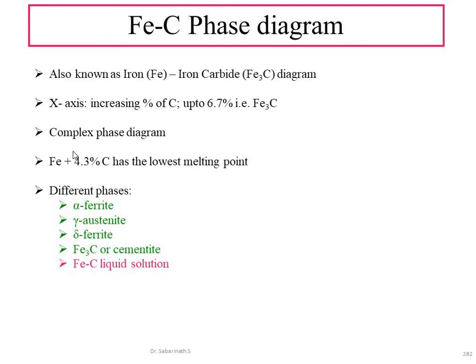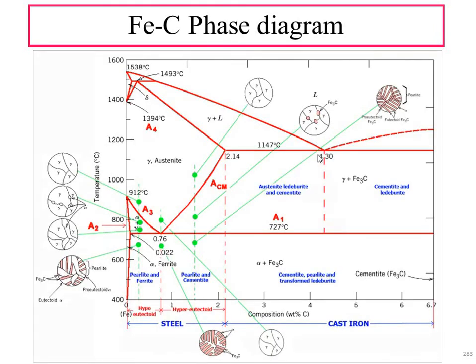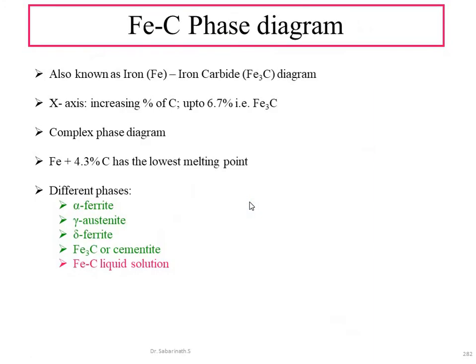As I said before, it is a complex phase diagram, and in the diagram we can see that iron plus 4.3% of carbon has the lowest melting point. Here, this 4.3 has the lowest melting point. The different phases present here are alpha ferrite, gamma austenite, delta ferrite, Fe3C or cementite, and the liquid solution.